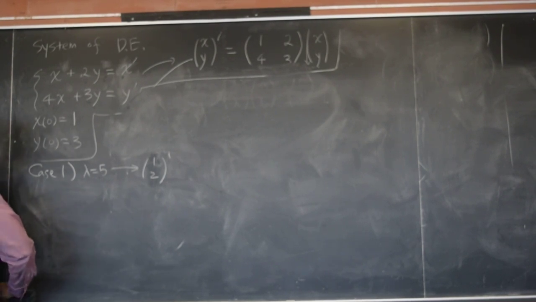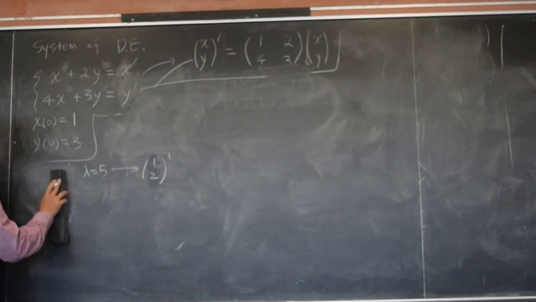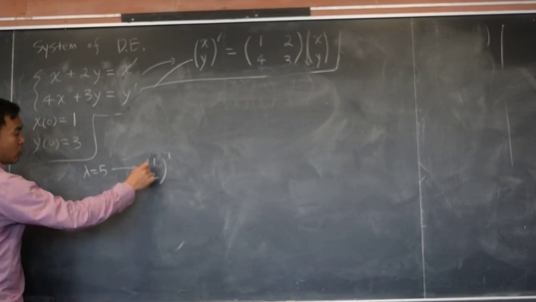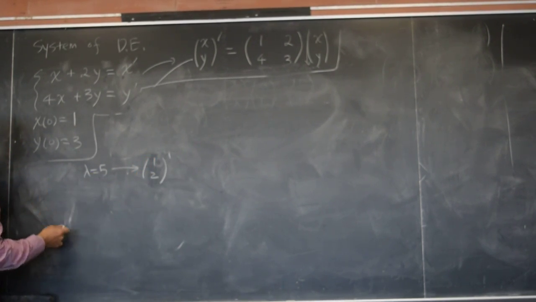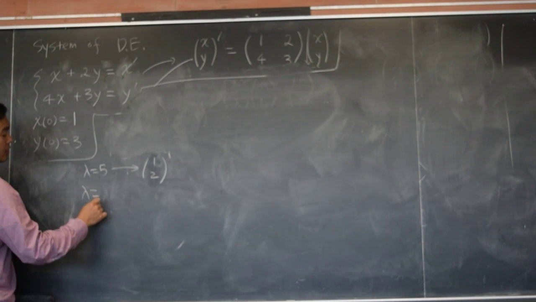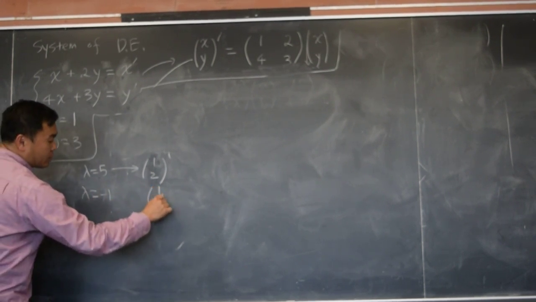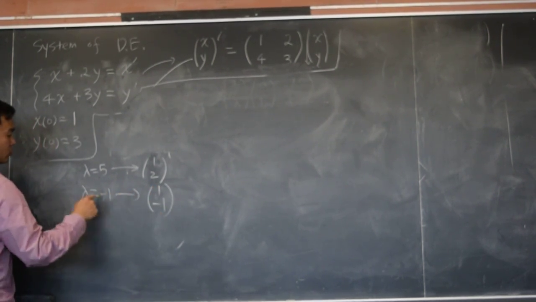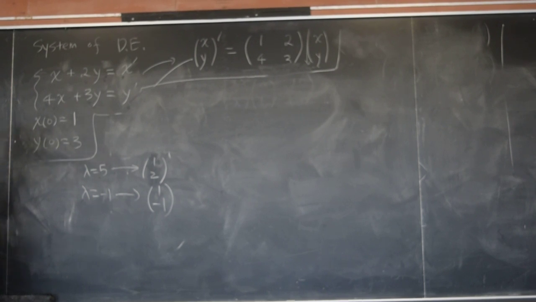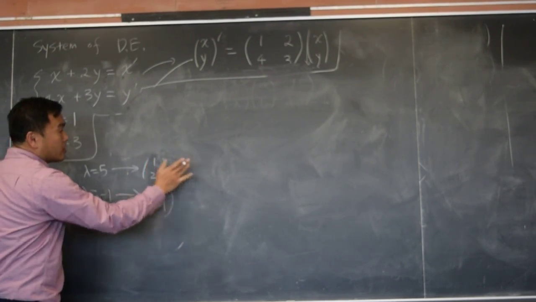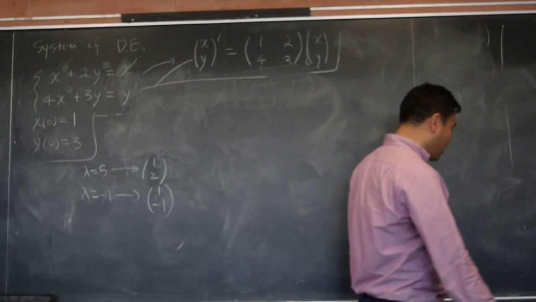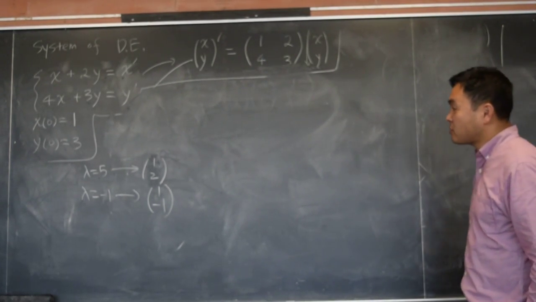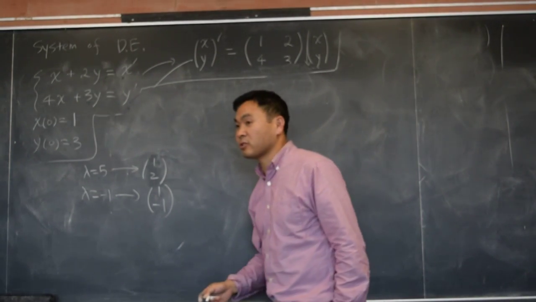Okay, so we got the eigenvalue and the corresponding eigenvector. So (1, 2) is the eigenvector corresponding to 5, and (1, -1) was an eigenvector corresponding to lambda equals -1. And now let's see how you can make this a solution to the differential equation.